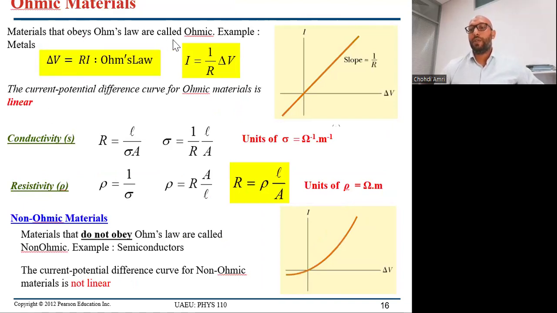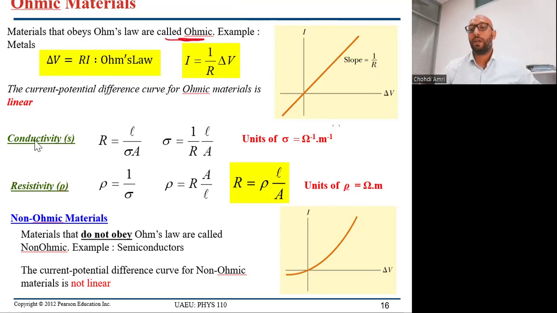The materials that obey Ohm's law are called ohmic materials. For example, the metals are ohmic materials. And here we have a straight line: I as a function of delta V is a straight line. However, some other materials do not obey Ohm's law, so they are called non-ohmic materials, for example, the semiconductors. And this is the curve for I as a function of delta V. So we don't have a straight line. The current-potential difference curve for non-ohmic material is not linear. The current-potential difference curve of ohmic material is linear, but for the non-ohmic material it is not linear.